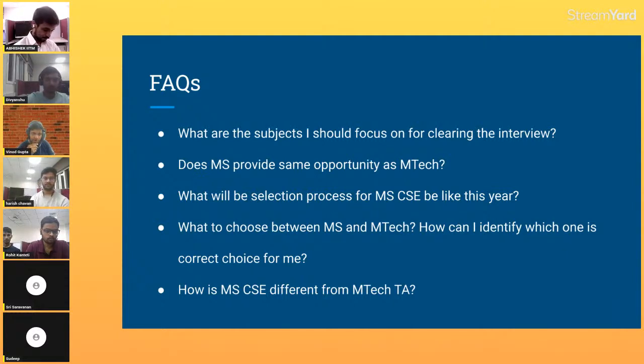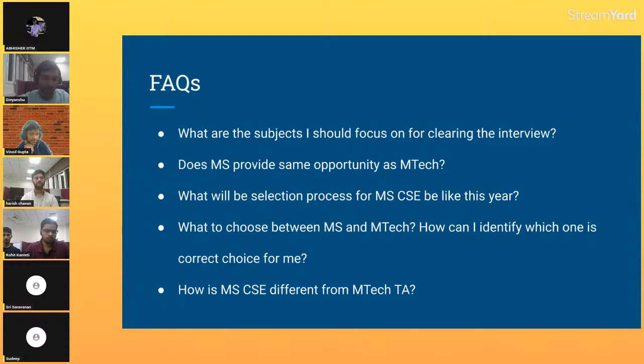Yeah. So now coming to the next question, what are the subjects I should focus on for clearing the interviews? Divyanshu, again you can address this. So as I have already mentioned, focus on the subjects for all the panels. Along with this, you should focus on coding as well, because one of the rounds will be testing your basic coding skills. So go to LeetCode, practice some easy or medium questions, and prepare all the subjects along with them. Yeah, back to you.